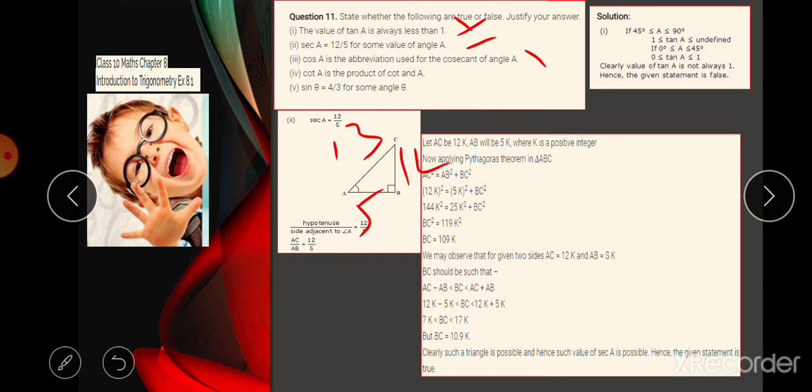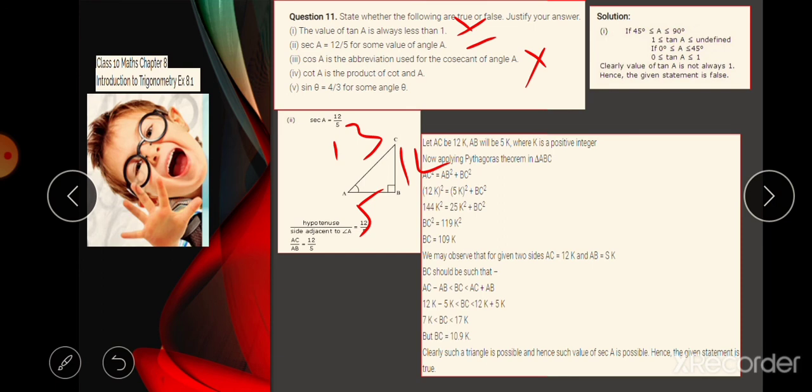Why it's wrong? Because cosecant is cosecant, cosine is cos. Cosecant is cosec, the short abbreviation. So it's wrong. Cot A is the product of cot and A. So it is also wrong. Whenever ratios, we can't write it as cot into A. Cot A is the angle here. It shows the angle, not the side also. So cot 0, cot 90, cot 40, cot 30, like that only angle will come. So we have to join as cot A only. We can't write cot into A.